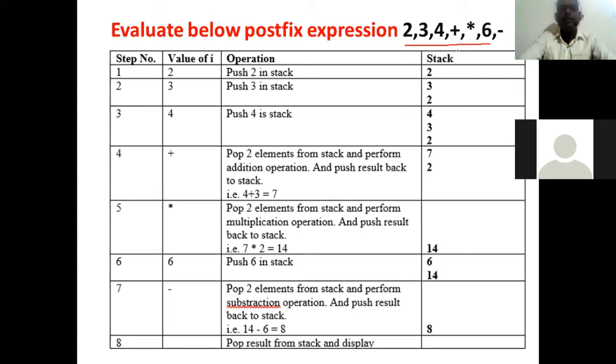See the example. The very first symbol is 2. 2 is a constant value, so it is directly added to the stack. After that, the next is 3. 3 is also a value, directly added to the stack. Pehle 2 tha stack mein, abhi uske upar 3 chalega. Now the next is 4. 4 is also a value, so again you push it into the stack. Pehle 2 tha, uske upar 3 aaya, uske upar 4 chalega.